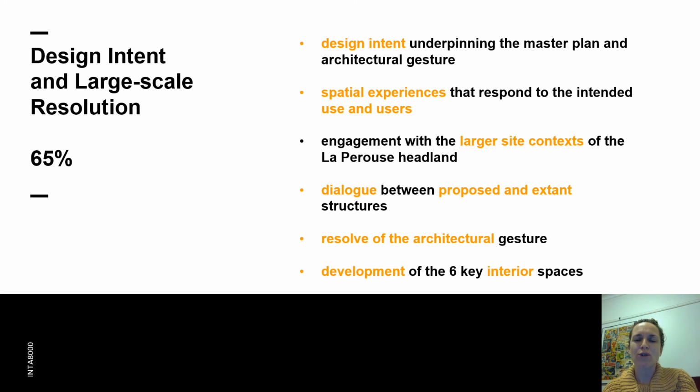So if we look first of all at design intent and large scale resolution, it's worth 65%. You'll see that many of the criteria are very similar to those that you saw in assessment 1. So the first looks at design intent or design idea, underpinning in this case the master plan and the architectural gesture. The second, again, looks at the master plan and the architectural gesture in terms of the quality of spatial experiences and their responsiveness to the intended use and users of the site.